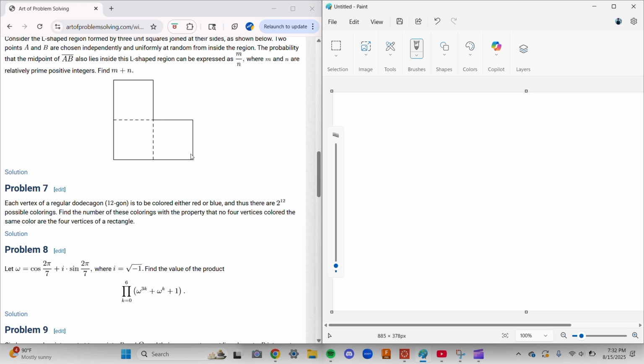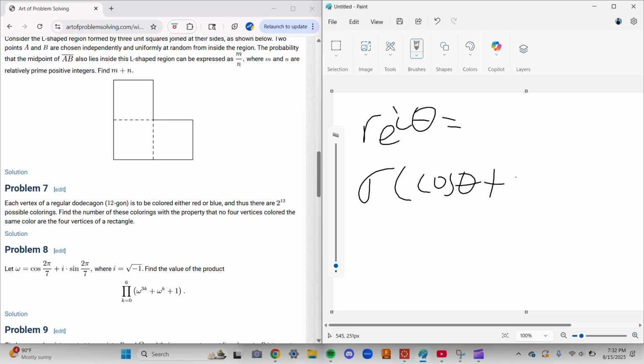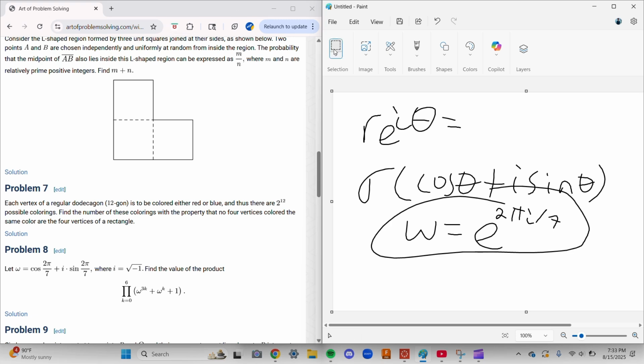So Euler's formula tells us that any complex number can be written as r e to the power of i theta, which is r times cosine theta plus i sine theta. Here we see that w is just going to be equal to e to the power of 2 pi i over 7. Okay, so what does this mean exactly?